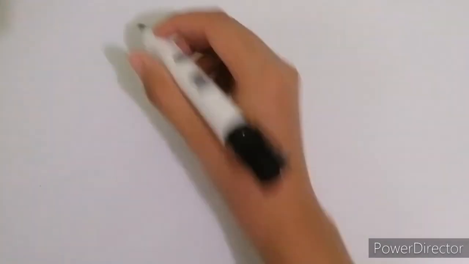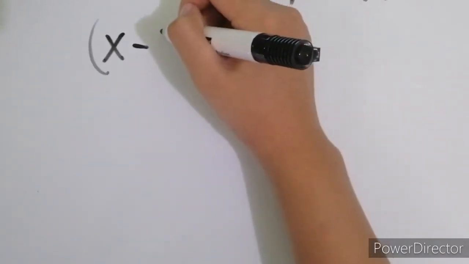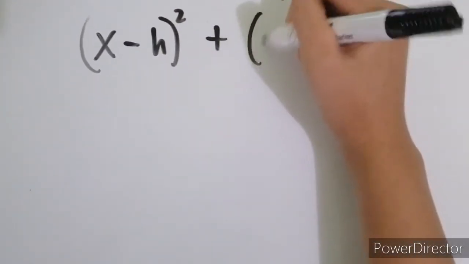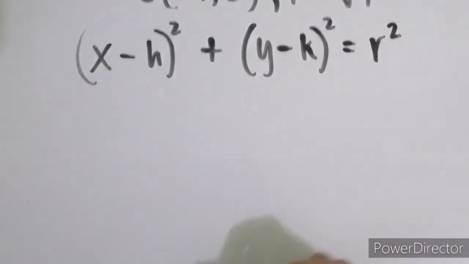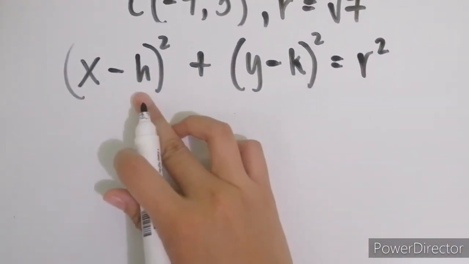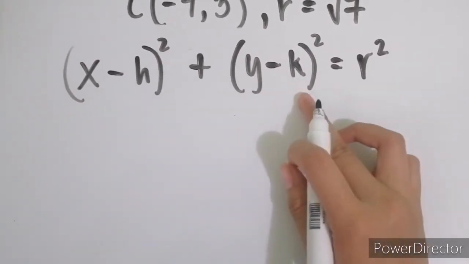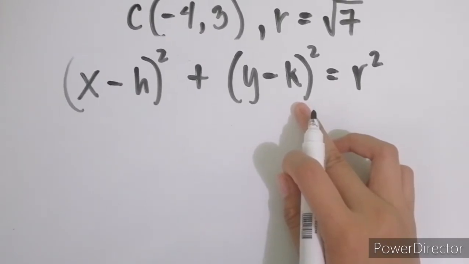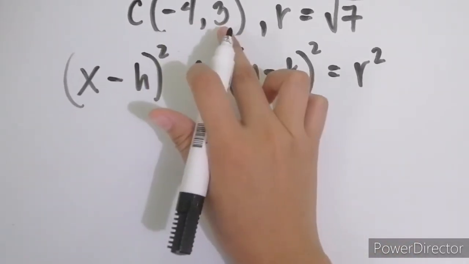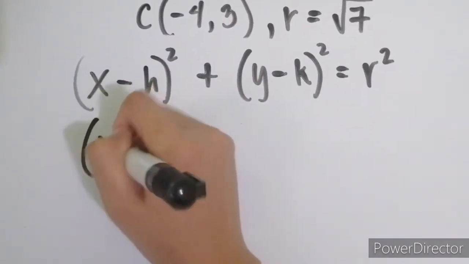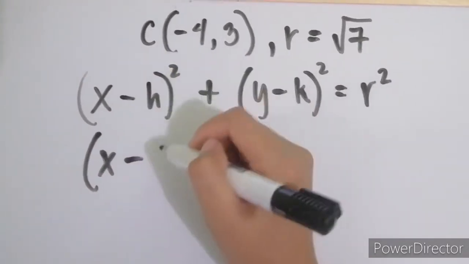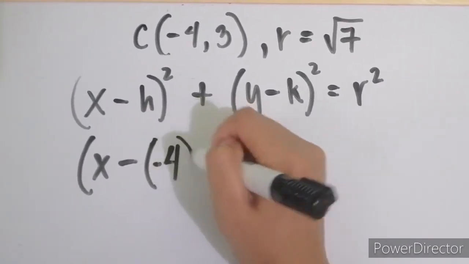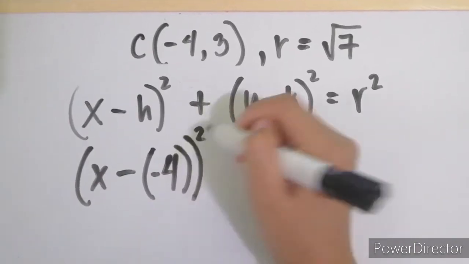Our center here is not located at the origin, so we are going to use this equation: x minus h squared plus y minus k squared is equal to r squared. Okay. h here represents the x coordinate and k here represents the y coordinate. Our coordinates, we have -4 and 3. So let's try to solve. x minus h, where h represents the x coordinate. We have here -4. Replace h with -4. Close parenthesis and then squared.